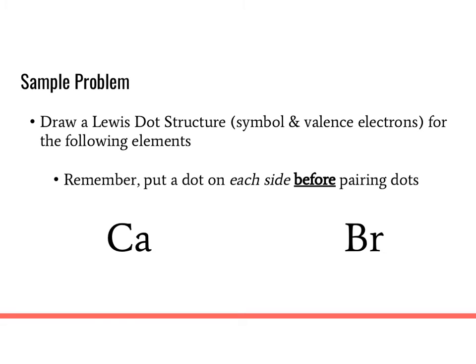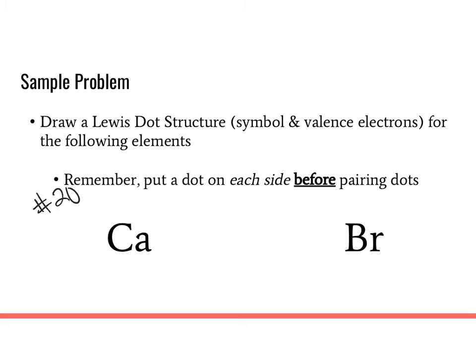Why is that important that we know what the valence electrons are? Well, it helps us with drawing Lewis dot structures. So here we have a sample problem where we're going to write out our Lewis dot structure, which is just the symbol and the valence electrons for the following elements. So remember, put a dot on each side before pairing them. So I want to find where these are located on the periodic table. I'll give you guys a moment, find both CA and BR.